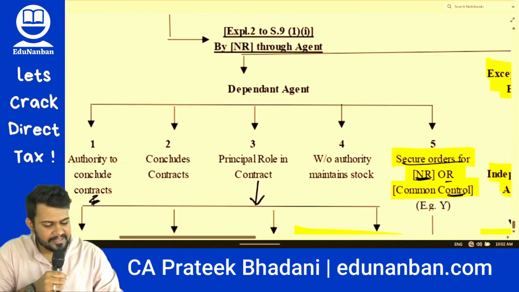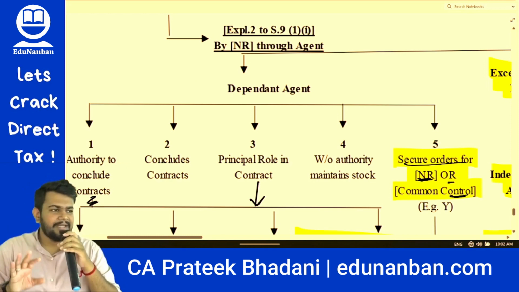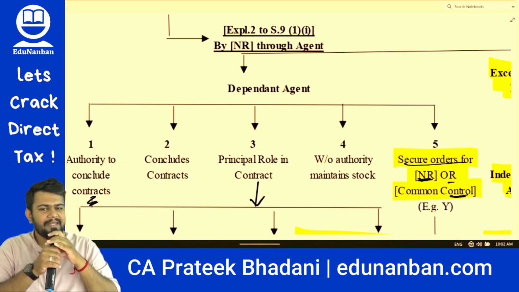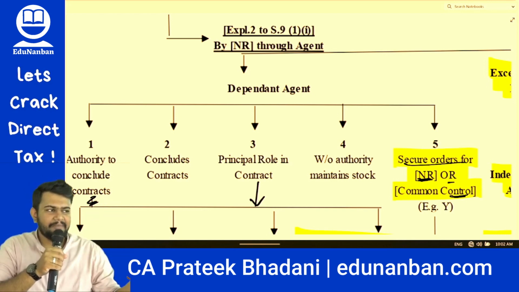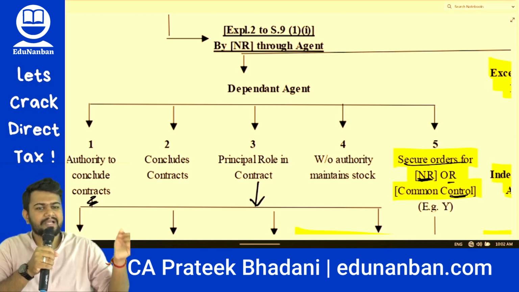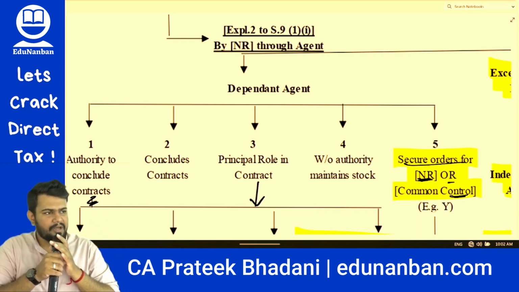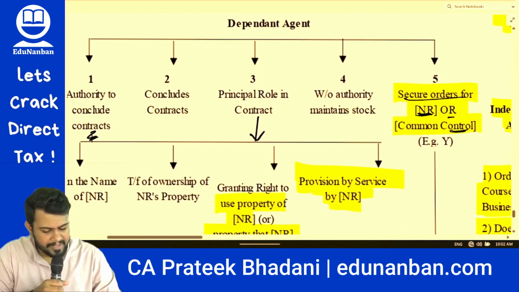The first case is through an agent, or through a dependent agent. Okay, dependent agent means what? Instead of directly coming to India and doing the business, they will appoint an agent who is controlled by them. They will come to India and do the business on behalf of them. So who is a dependent agent?